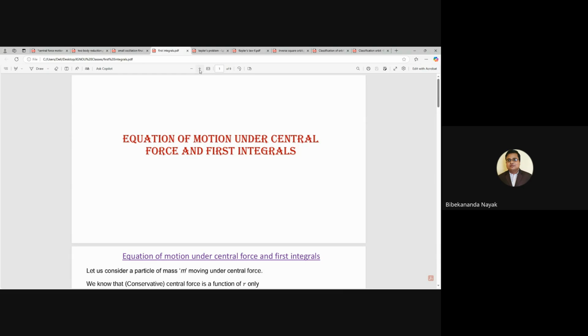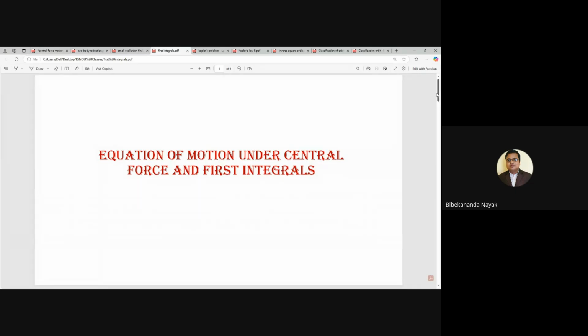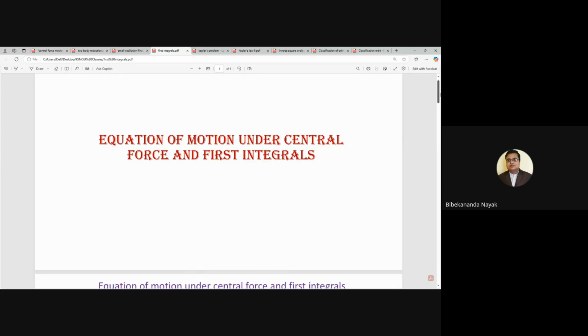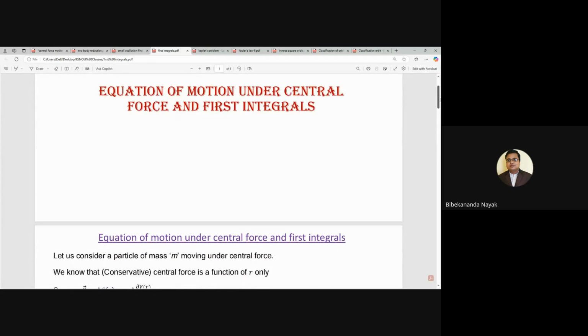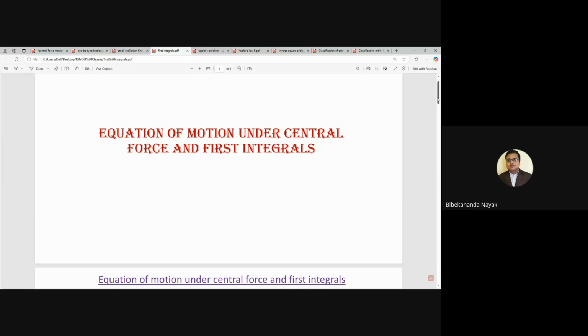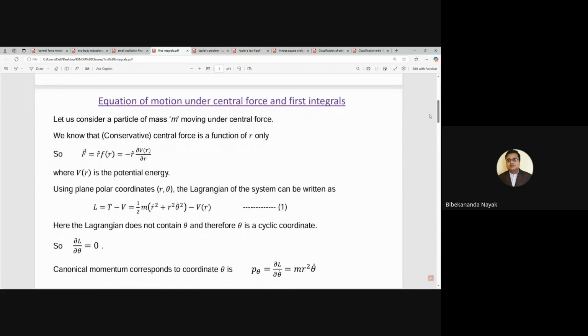Because I have to cover 2 units in one class. Actually, whatever syllabus is given in your part 2, it is more than 2 units of other university MSc syllabus. I have to cover that in one class. Okay. So, equation of motion on central force and first integrals.